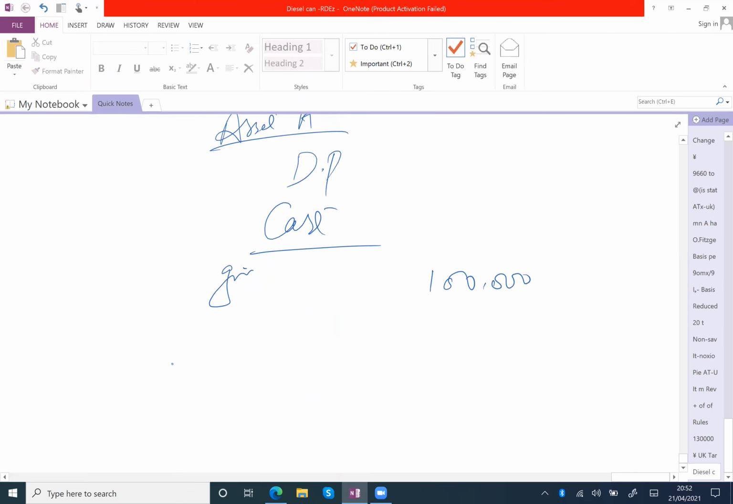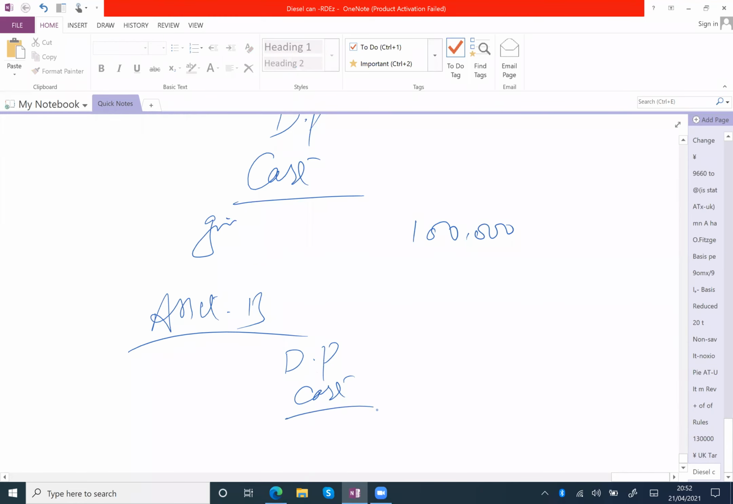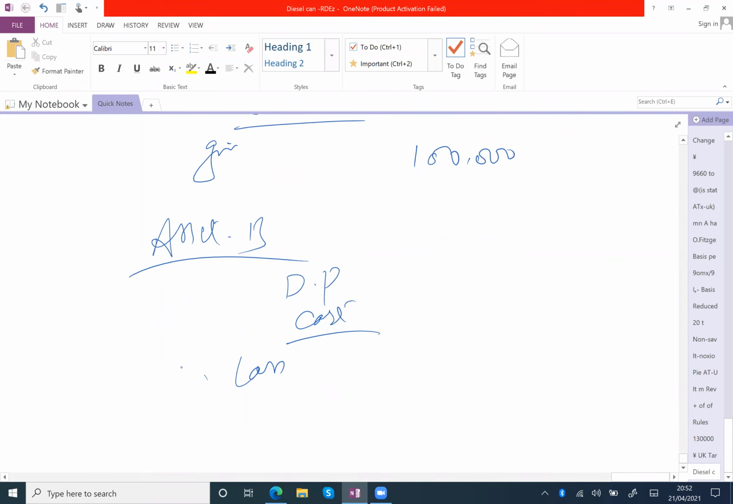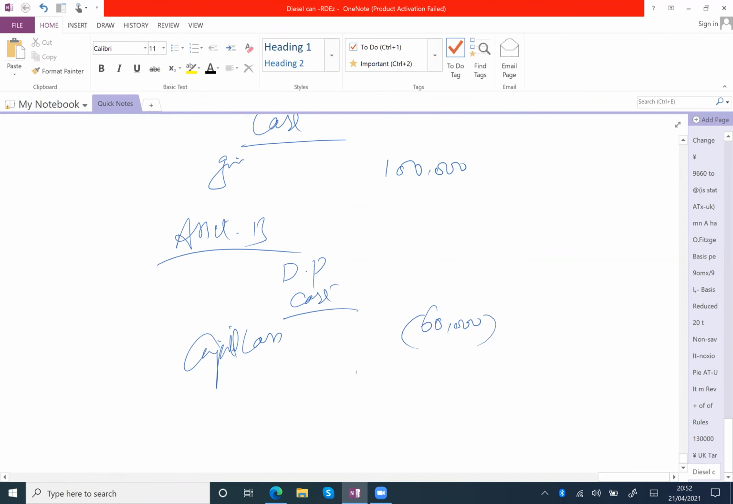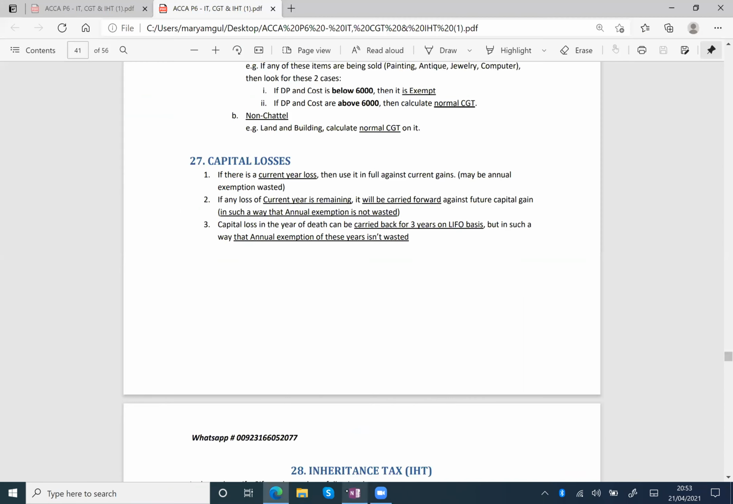And in the same year, you are selling asset B, DP less cost, and a capital loss arises. For example, the loss is 60,000. So you will deduct it fully. It means the current year capital loss you have to set off against current year gains in full, even if the annual exemption is wasted.